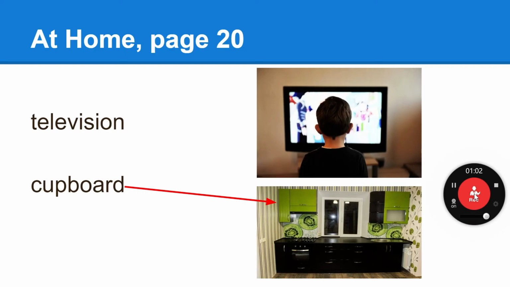Cupboard. Now, the P and the B sound, when you put them together, it sounds like a little P and then a B. Cupboard. That's the green thing at the top that's in the kitchen. It's where you put your dishes and things like that.